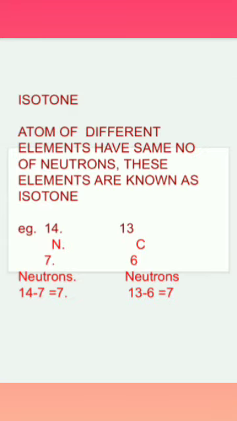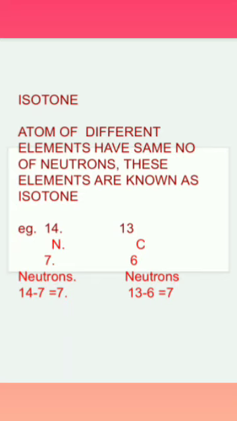And then isotone. What is known as isotone? Different elements that have the same number of neutrons. The different elements have different atomic numbers but the same neutrons. These elements are known as isotones.